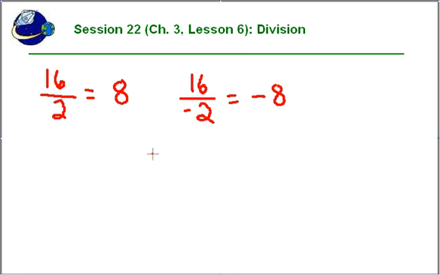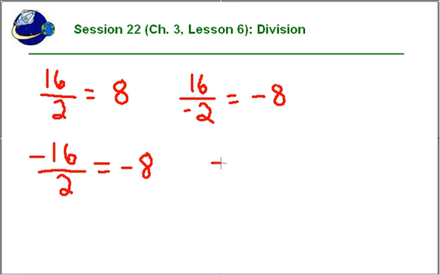Well, let's switch it around just a little bit more. What if we have minus 16 over a positive 2? What's that equal? Once again, ask yourself, what number times positive 2 equals negative 16? Well, the answer here is negative 8. And the reason is because a negative times a positive equals a negative. Negative 8 times a positive 2 equals a negative 16. Therefore, negative 16 divided by a positive 2 equals a negative 8.